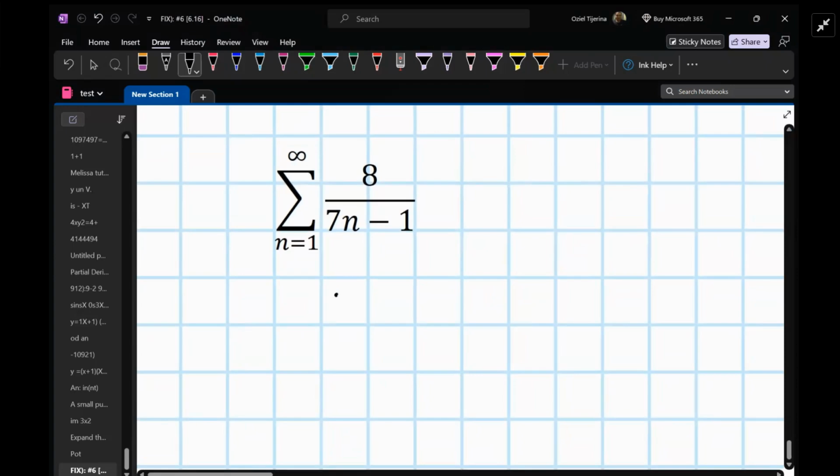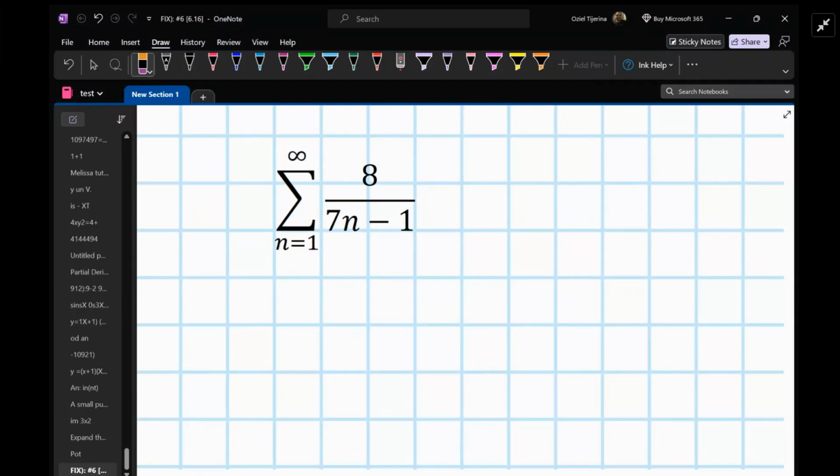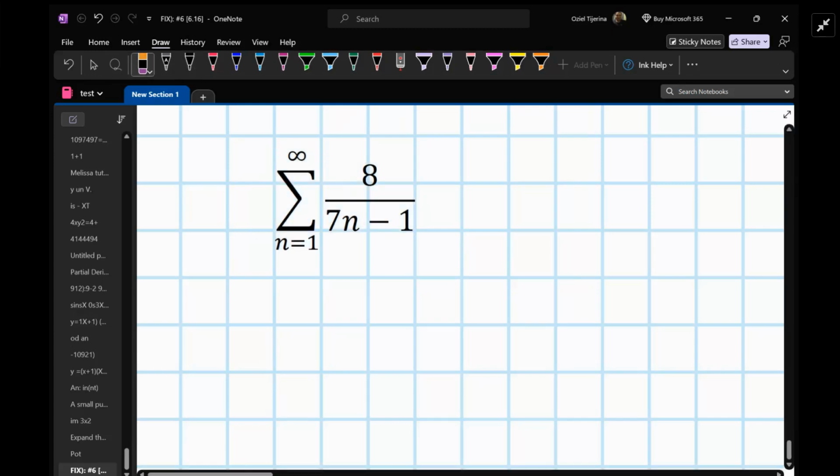Now, obviously, I think there are 3 or 2 criteria for the integral test. It has to be, I think, an increasing function, and I can't remember exactly, but we can use the integral test for this. So we're going to do the integral from 1 to infinity of 8 over 7x minus 1 dx.